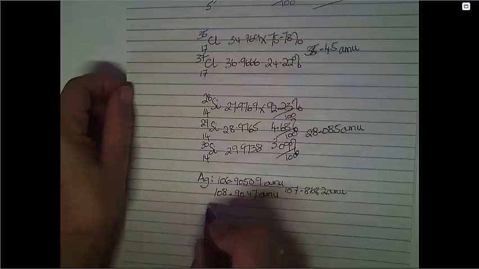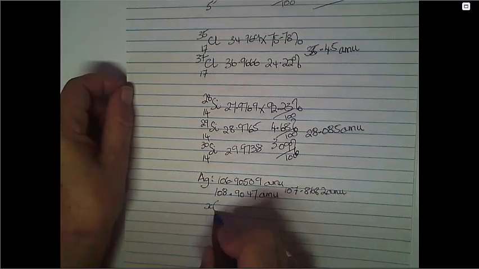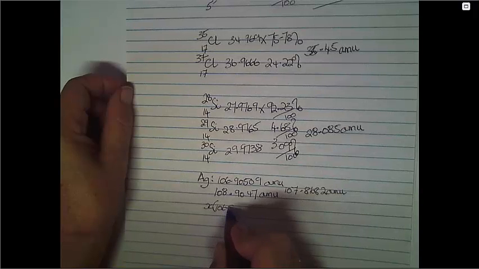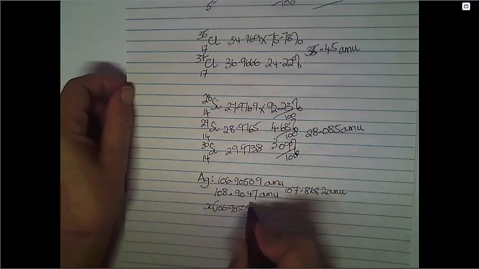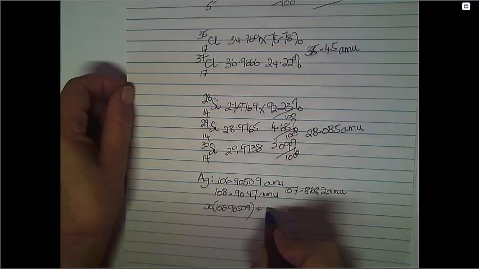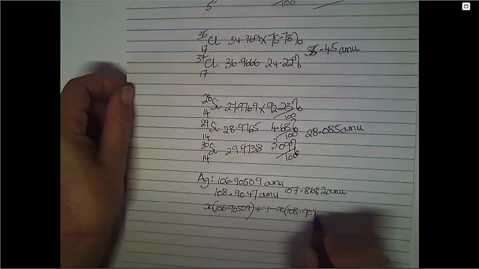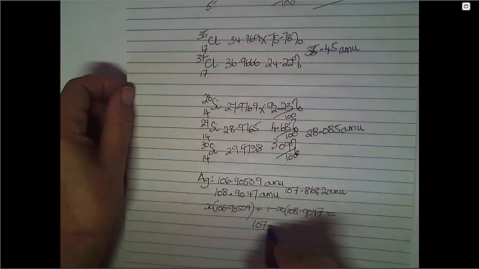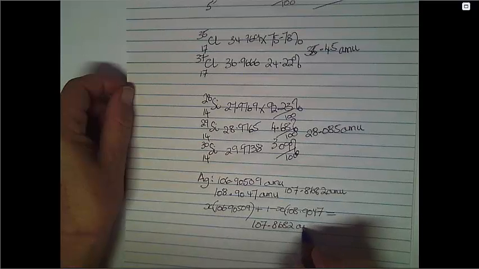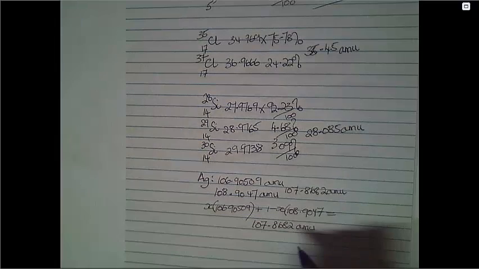What you then do is you say, okay, let the percentage be X multiplied by 106.90509 plus 1 minus X multiplied by 108.9047 is equal to 107.8682 atomic mass units. And they're all in atomic mass units.